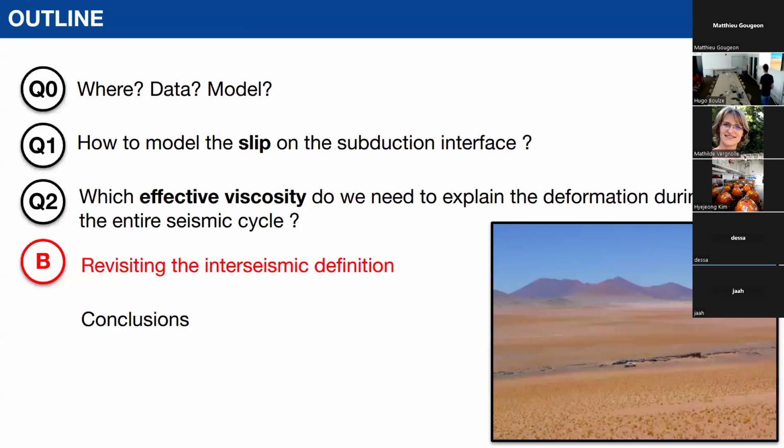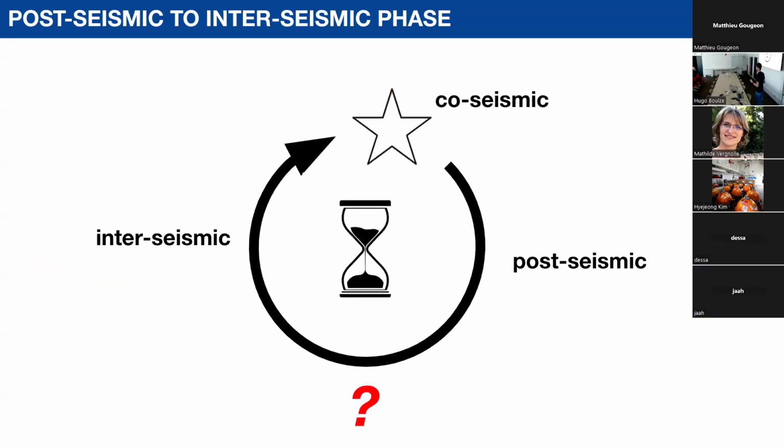model. So rapidly I give you a bonus section, revisiting the inter-seismic definition. What can we learn about our current view of the inter-seismic definition using these viscoelastic models? The co-seismic part of the seismic cycle is very well defined. It's the earthquakes. It lasts seconds to minutes. But then the transition between post-seismic and inter-seismic is actually not very clear.